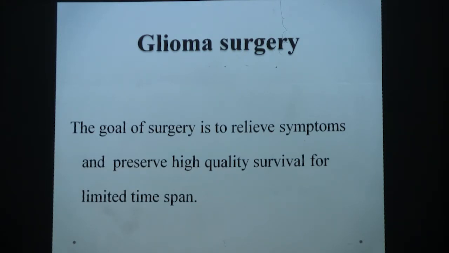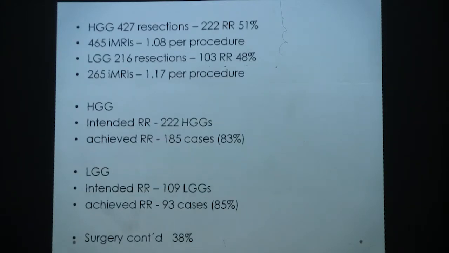The goal of surgery in gliomas is to relieve symptoms and preserve high quality of survival for a limited time span. That's important. You probably all know that the theoretical people love glioblastomas because they easily evaluate them. So whenever we have a glioblastoma, there are 5 or 6 people from various labs waiting for the tissue sample. They do not want any other tumor but glioblastomas because they are, unfortunately, still fast.